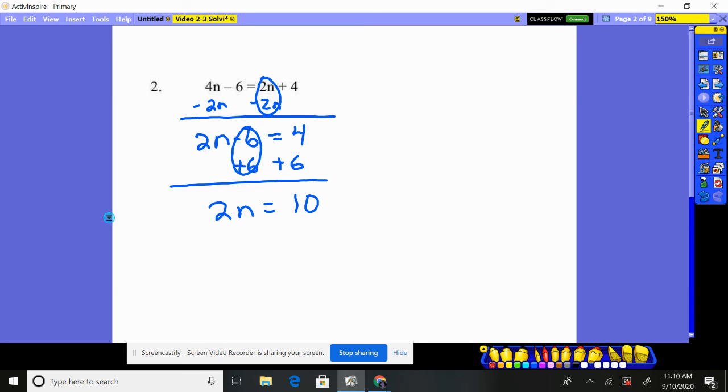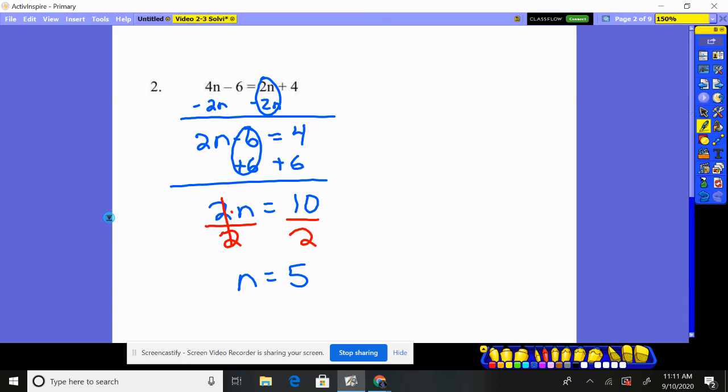And now I say, hey, okay, I got all my variables to one side, all my numbers to the other. I now need to take care of getting n by itself. So I'm going to get rid of multiplying by 2 by dividing both sides by 2. And that will give us our final answer of n equals 5.